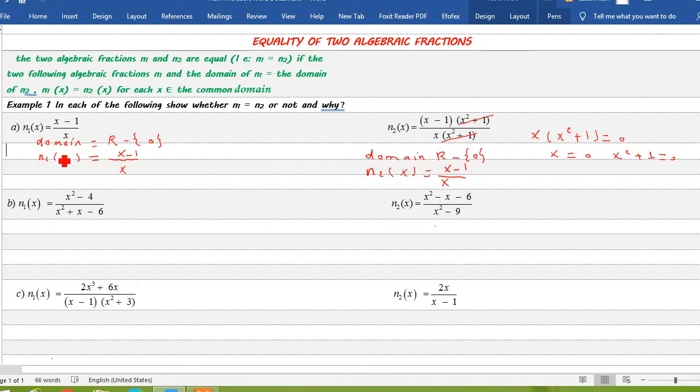Then the domain of n1 equals the domain of n2, and the reducing of n1 equals the reducing of n2. If the two conditions exist, then d1 equals d2 and n1 of x equals n2 of x. Then what? Then n1 equals n2.